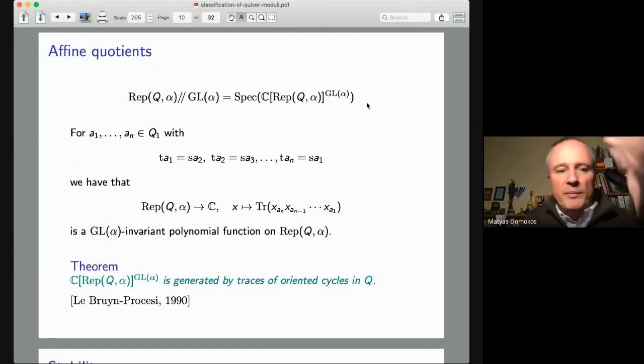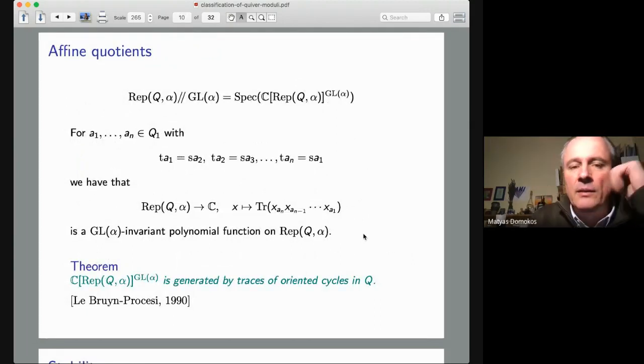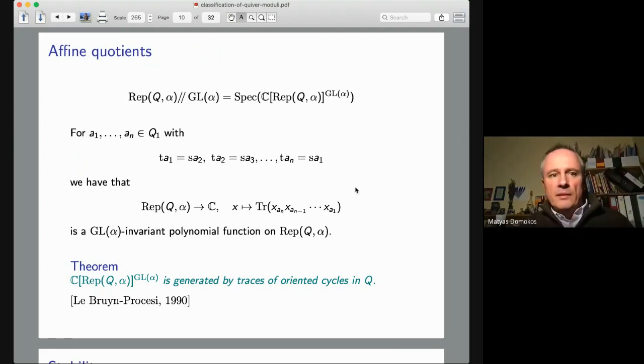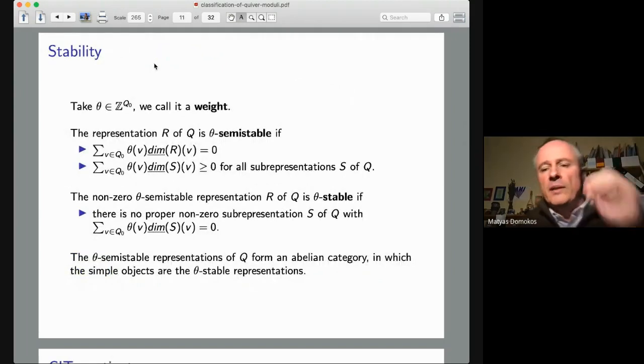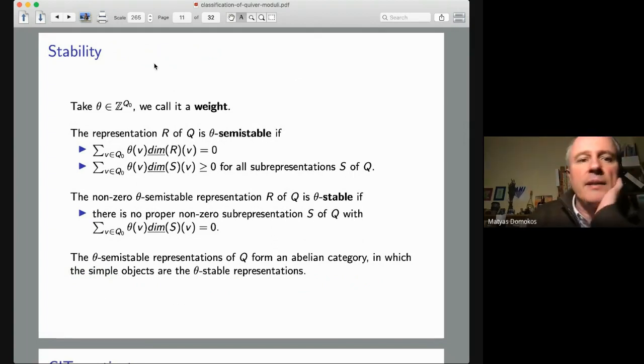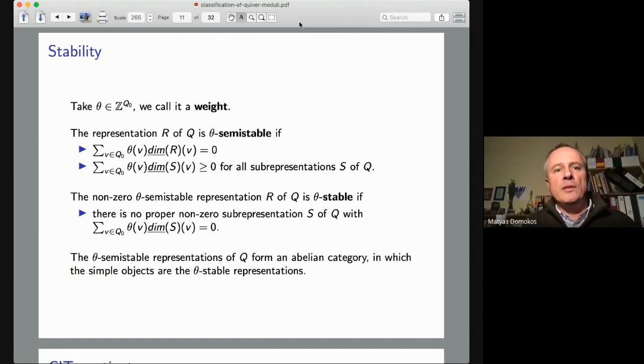So, for example, from this description of the generators, it's clear that if a quiver has no oriented cycles, then there are no non-constant polynomial invariants, and this affine quotient space is trivial. It has just one point. So we would like to turn next to another construction of quotient varieties, which gives something non-trivial also for quivers with no oriented cycles. We will call such quivers acyclic.